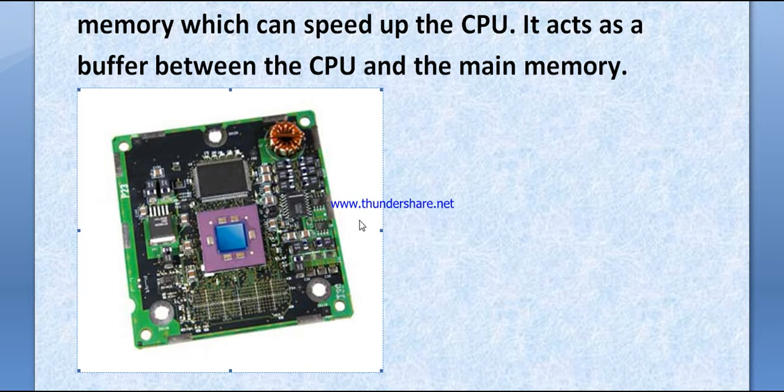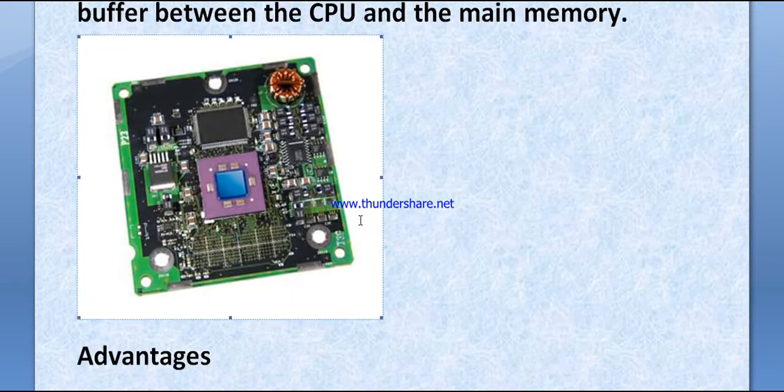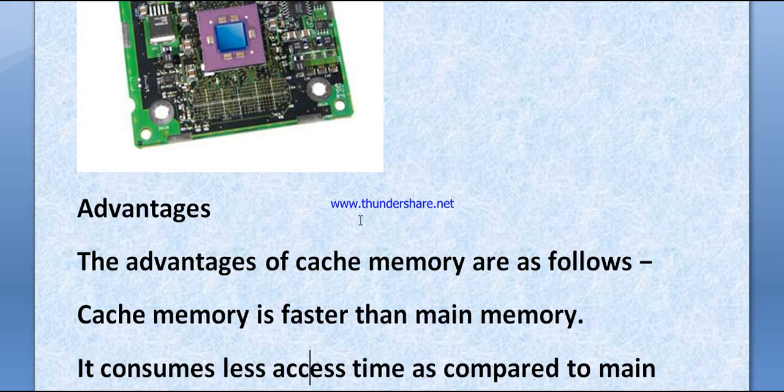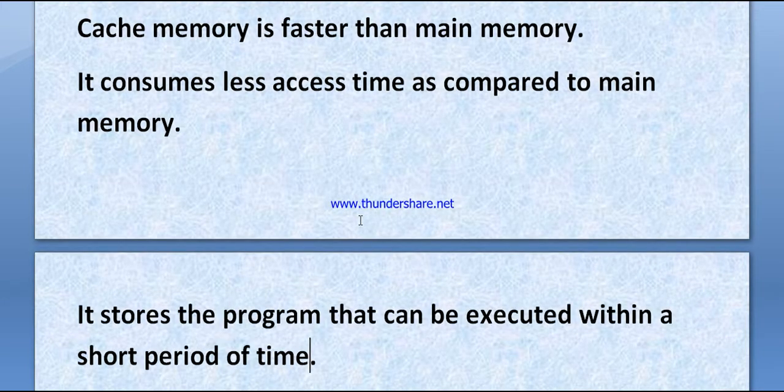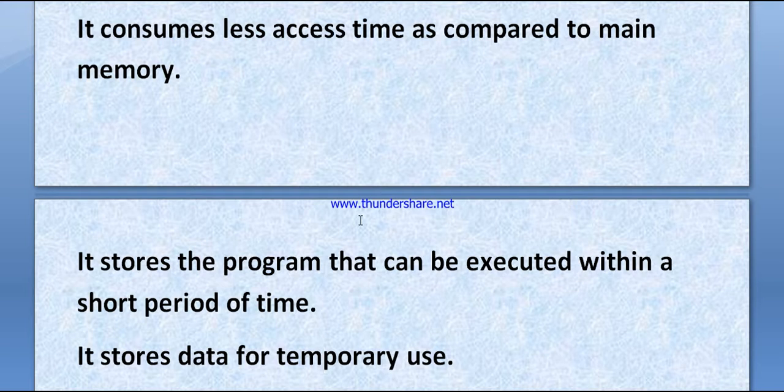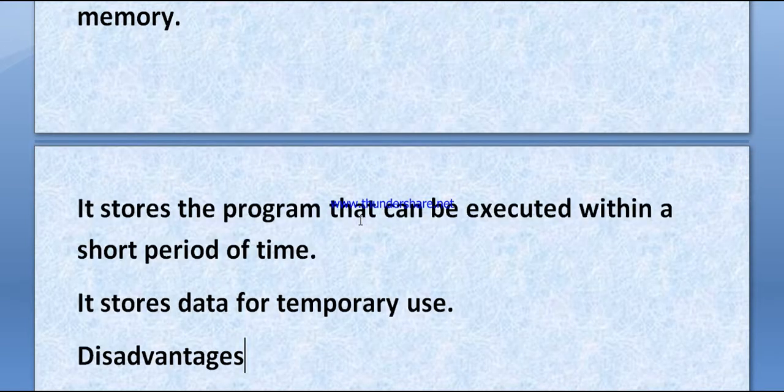This is the CPU. You can see that it is built with main memory and CPU, and main memory is there. RAM and in the middle the buffer. Advantages: the advantages of cache memory are as follows. Cache memory is faster than main memory. It consumes less access time as compared to main memory. It stores the program that can be executed within a short period of time. It stores data for temporary use.